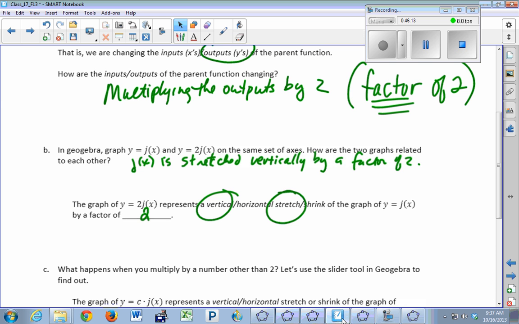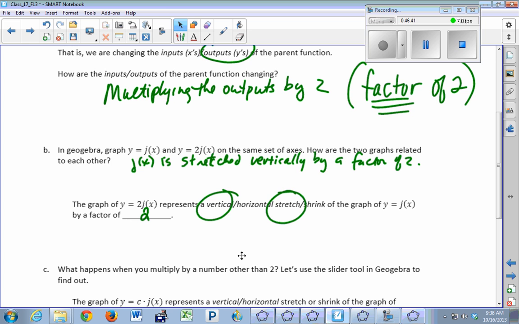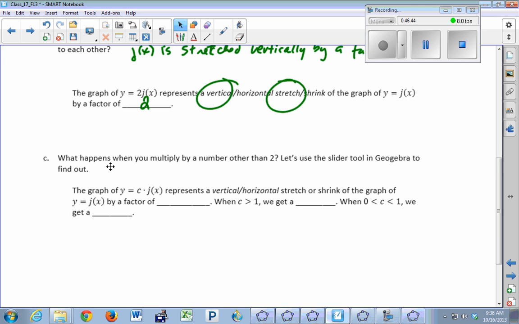So notice, there's a big difference between this transformation and all the ones we've done so far, because now we've changed the shape of our original graph. Before, we were just moving it around, right? Like I pick you up and put you here, right? Now I'm changing the shape. So stretching and shrinking changes the shape of your original function. Okay, so let's see what would happen if we multiply by a number other than 2, which we already did. But let's see what happens when we multiply by a fraction.